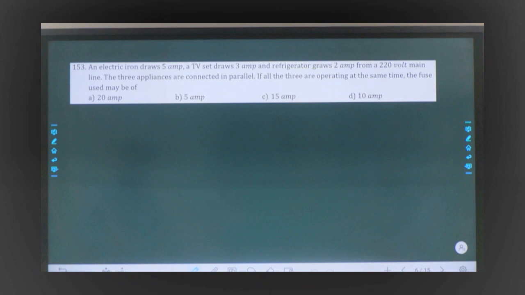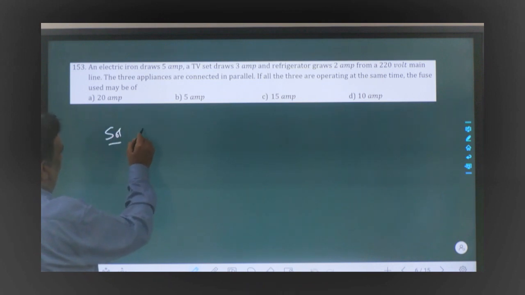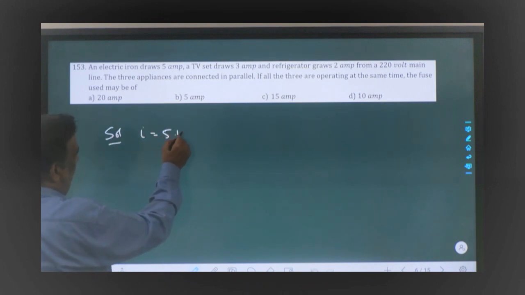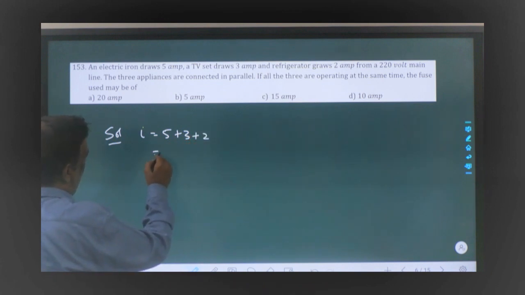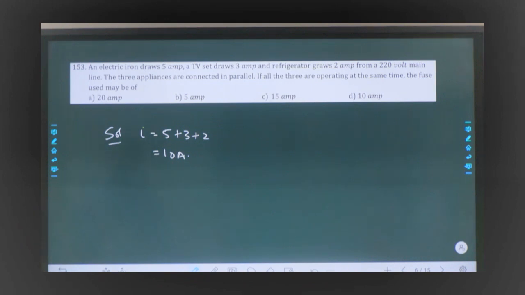An electric iron draws 5 ampere, a TV set draws 3 ampere, and a refrigerator draws 2 ampere from 220 volts. Three appliances are connected in parallel. The fuse used may be. So in parallel, currents add up. Total current which flows is 5 plus 3 plus 2. So 10 ampere current is flowing. The fuse ampere reading should be more than that. The three appliances are connected in parallel, so you have to tell what will be the current rating. So it should be more than 10, at least 15 amperes.